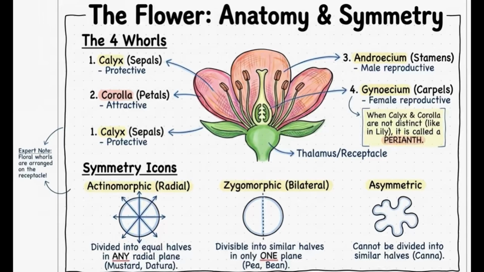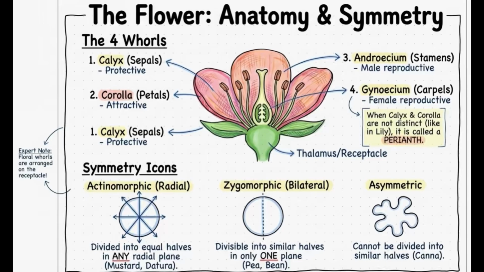Right, it's geometry. And there are 3 types. First is actinomorphic, which is radial symmetry. You can divide the flower into equal mirrored halves along any radial plane passing through the center. Mustard flowers do this. Right, or datura. It's basically like cutting a pizza. Any straight cut through the middle gives you equal halves.